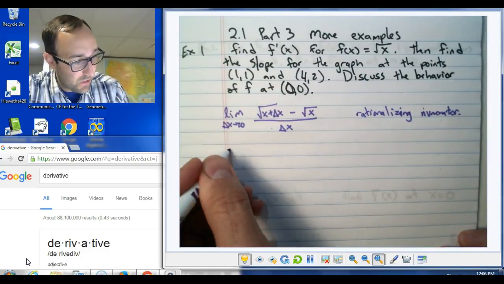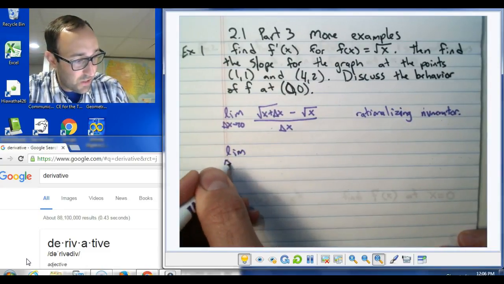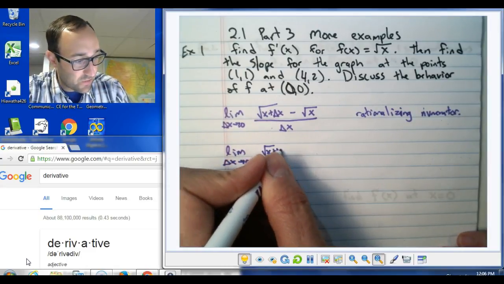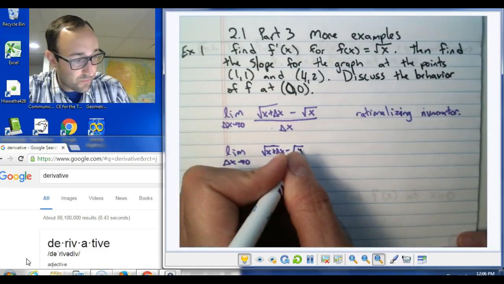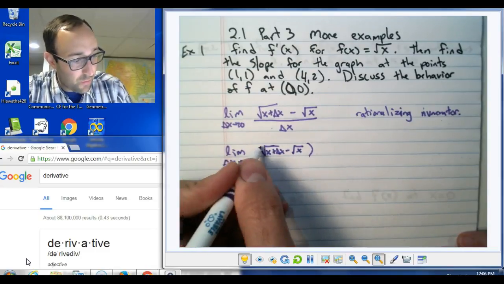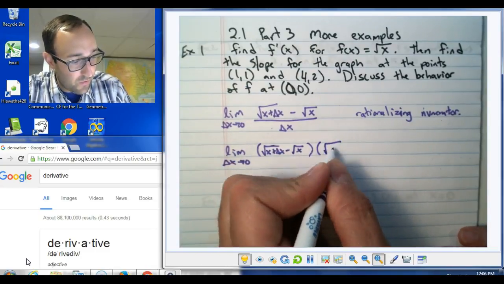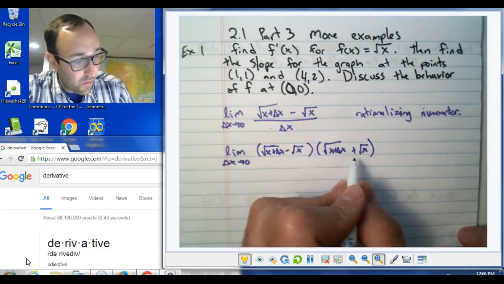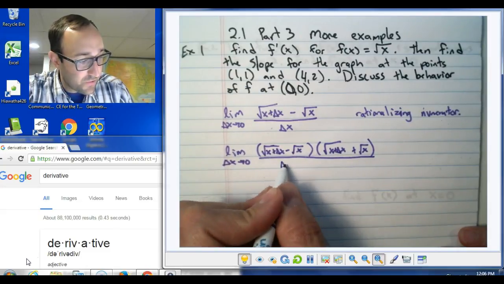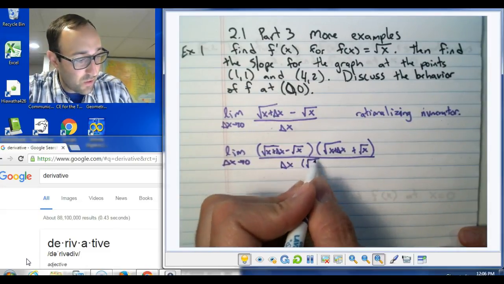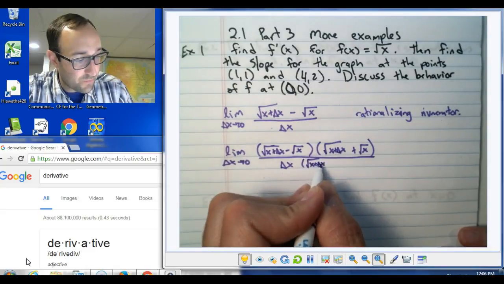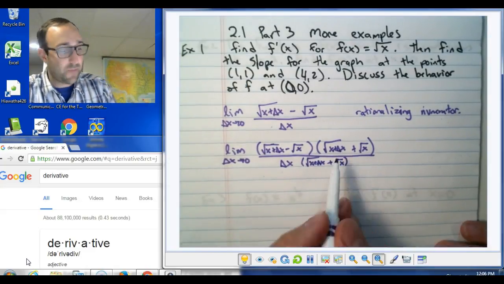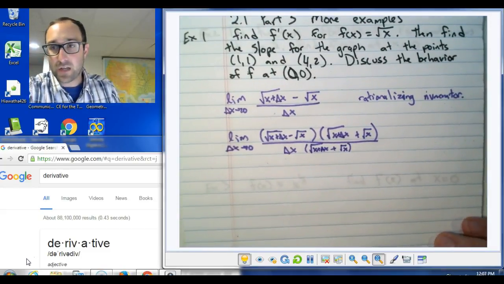So we should look like this: the limit as delta x approaches 0 of the square root of x plus delta x minus the square root of x, in parentheses, times the square root of x plus delta x plus the square root of x, and that's going to be all over delta x times the square root of x plus delta x plus the square root of x. Alright, so all I did was multiply by the conjugate of our top number.